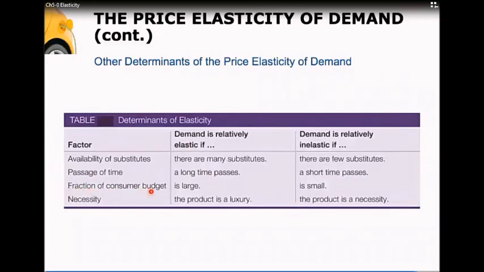Another factor is the fraction of your budget. If it's a large fraction of your budget, you're going to have a relatively elastic demand, because it's taking up so much of your budget, you're going to look for substitutes and alternative ways to demand. And if the product is a luxury, it's going to be relatively elastic. If the product is a necessity, it's going to be inelastic.